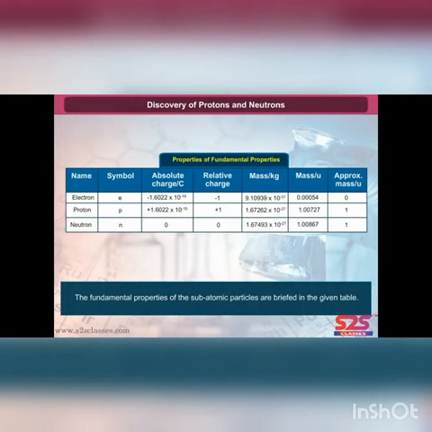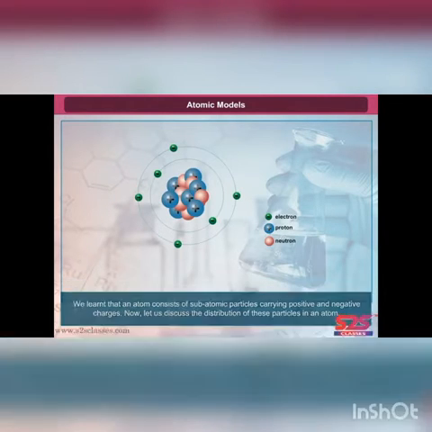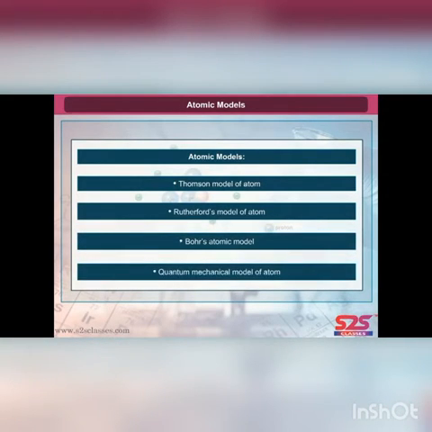The fundamental properties of the subatomic particles are briefed in the given table. Atomic models. We learnt that an atom consists of subatomic particles carrying positive and negative charges. Now let us discuss the distribution of these particles in an atom. Different atomic models were proposed to explain the distribution of these charged particles in the atom. These are Thomson model of atom, Rutherford's model of atom, Bohr's atomic model, and quantum mechanical model of atom. Let us study these models one by one.